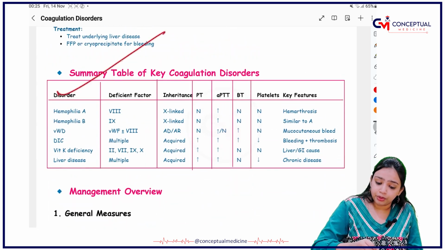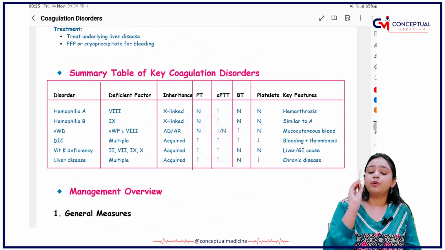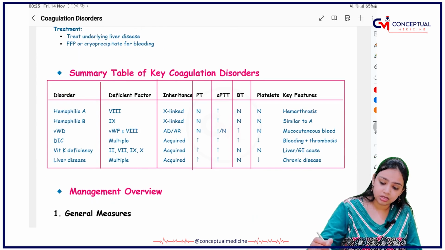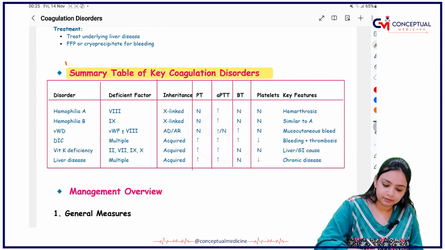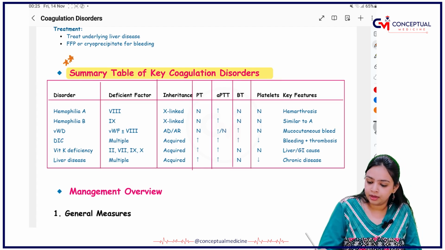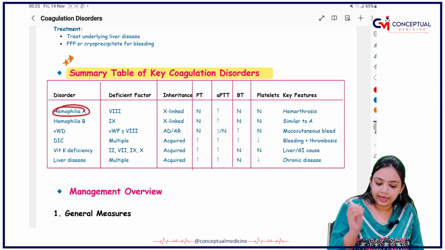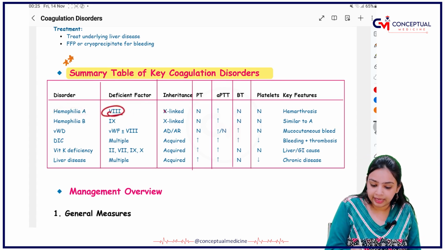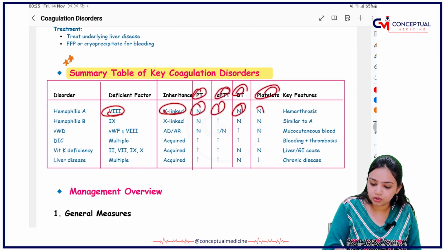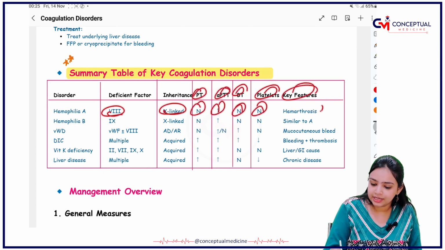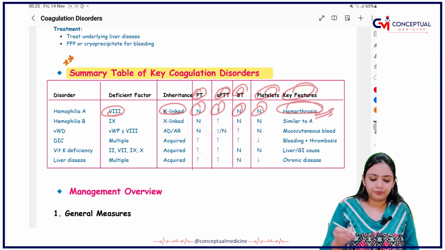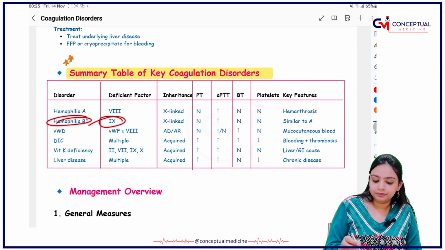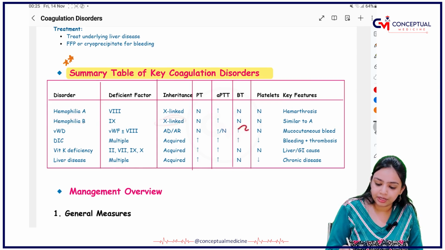This is a very beautiful summary table for all your coagulation disorders. Okay, just study that very, very well. Now, in hemophilia A, the deficiency is factor 8, X-linked, PT is normal, aPTT is increased, BT is normal, platelets normal. Key feature is hemarthrosis. Hemophilia B, factor 9, X-linked, only aPTT is increased.